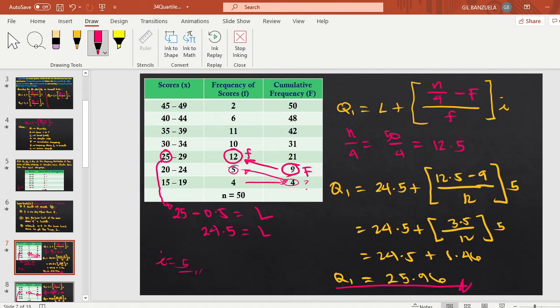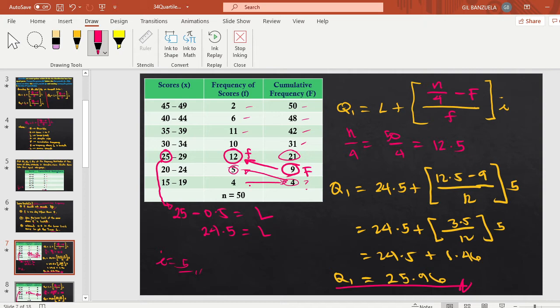Then we do that until we reach the top. So 9 plus 12, that is 21. Then 21 plus 10, that is 31. 31 plus 11, that is 42. Plus 6, 48. Plus 2, 50.